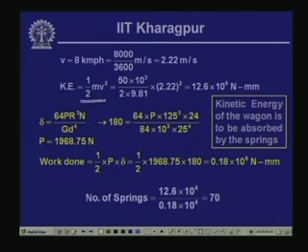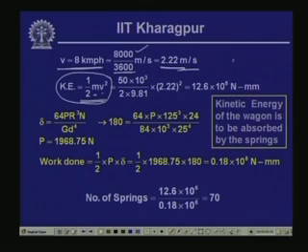So, we compute the kinetic energy of the wagon, which is equal to half m v square, as you are aware, where m is the mass of the wagon and v is the velocity with which it is moving. The velocity of the wagon is 8 km per hour. If you convert it into meter per second, 8 km is 8000 meter divided by an hour converted into seconds. So, this gives us 2.22 meter per second.